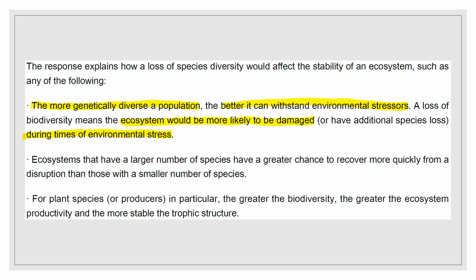So you have to mention the loss of biodiversity in some way. Remember, explain means to link and reason with what you said. So your statement about a genetically diverse population better withstands environmental stressors. You have to link it back to the loss of biodiversity would most likely cause the ecosystem to be damaged. The other answers are also appropriate.